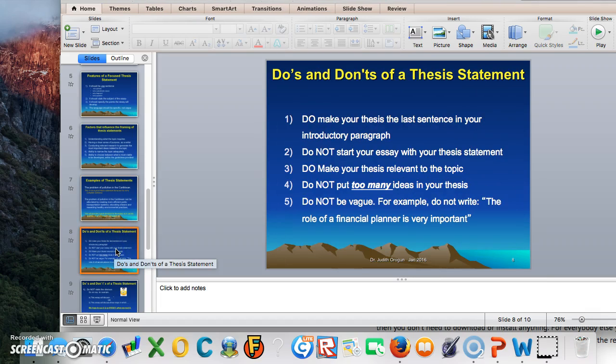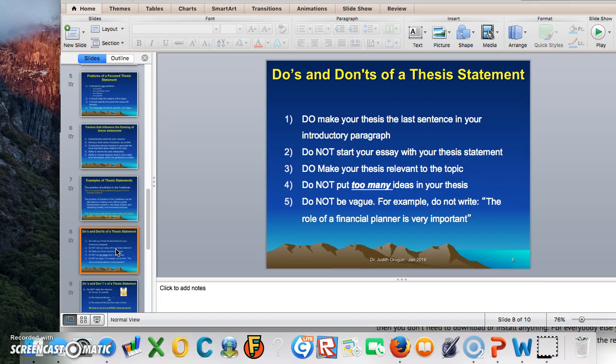Okay? So let me leave you with a few do's and don'ts. I'm begging you to make life easy for all of us and to give you the discipline you need to organize your work. Make sure that your thesis is the last sentence in your introductory paragraph. There'll be other brief videos and instructions on how to do other things, so just remember that this is about the thesis statement alone. Do not start your essay with your thesis.